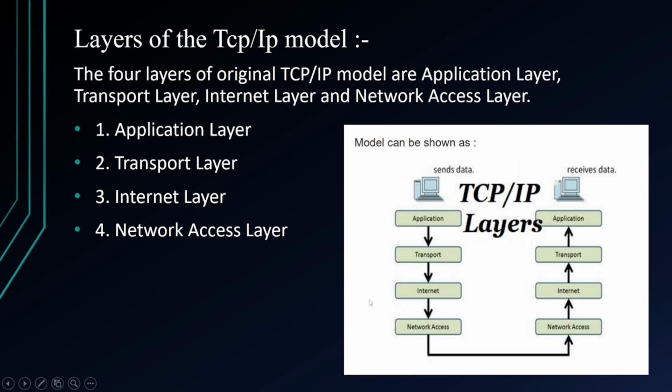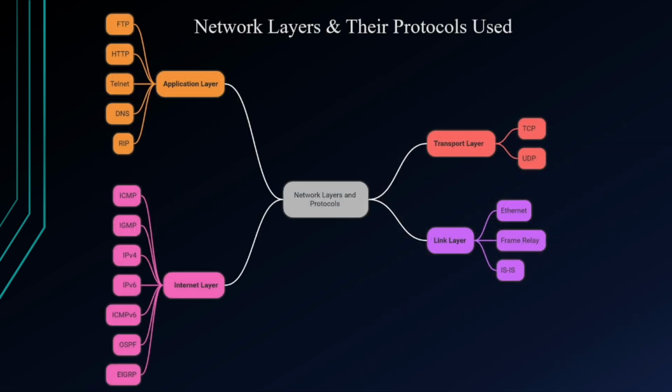Before we explain each layer in detail, I want to show you this diagram which displays all the layers and the key protocols used in each one. You will see the four layers on the left, and on the right you can see the specific protocols, the technical rules that each layer uses. Don't worry if you don't know all these protocol names right now. We will explain the most important ones as we go through each layer. This diagram is just to give you a visual overview of everything we are about to cover.